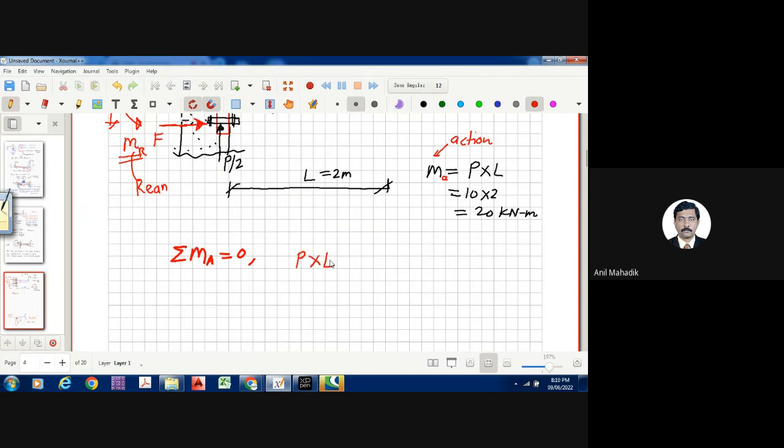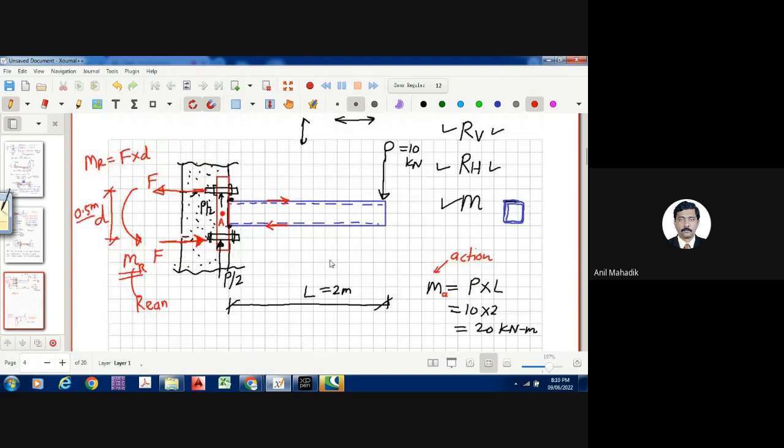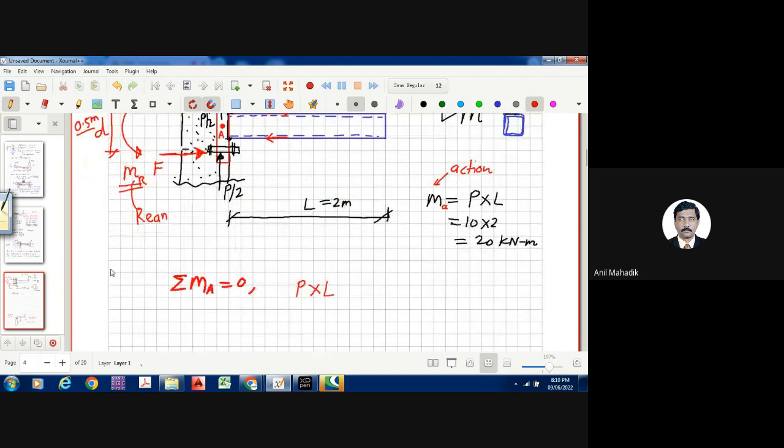अभी assumption क्या करेंगे हम? Clockwise को positive करेंगे. ठीक है, let's say your clockwise moment is positive and anti-clockwise moment is negative. Okay, you can assume anything, there is no problem. So this is negative, this is positive.